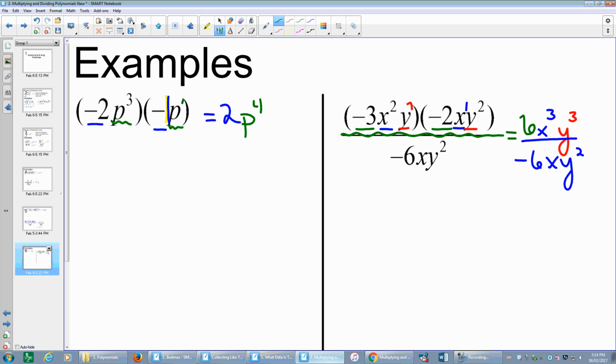Okay, so I still have to simplify this further. I'm going to take care of my coefficients. 6 divided by negative 6 gives me negative 1. I have an x cubed on the top and x to the exponent 1 on the bottom, so that gives me x squared. A y cubed on the top, a y squared on the bottom, which gives me y. So I can have negative 1x squared y. Do I have to write that negative 1 there? You don't need the actual number 1, but you could also write this as negative x squared y.